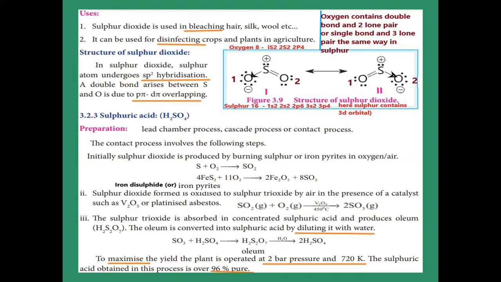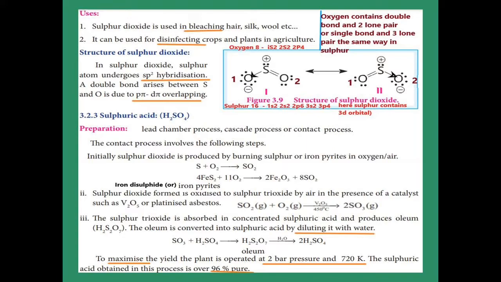The next one, structure of sulfur dioxide. It has sp2 hybridization. Now see the structure, one of the bonds is a double bond between sulfur and oxygen. It is because of p pi, d pi overlapping. We get the p orbital from oxygen and d orbital from sulfur. Only by the overlapping of p pi of oxygen and d pi of sulfur are we getting double bond character.